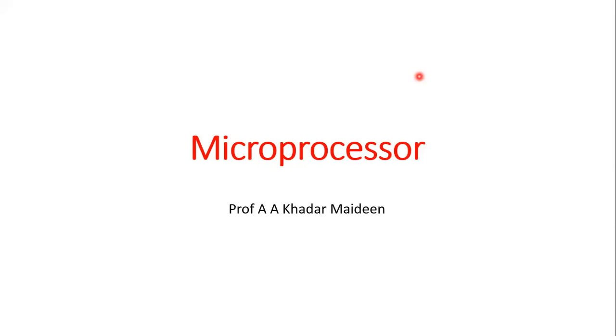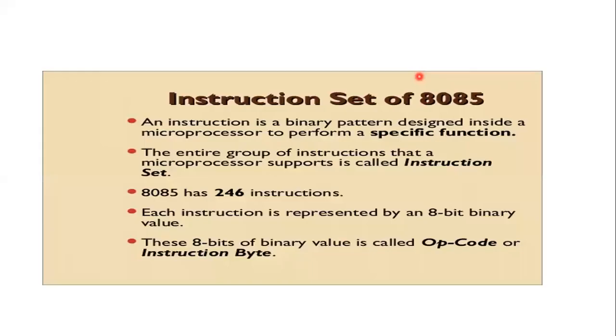Microprocessor. Instruction set of 8085. An instruction is a binary pattern designed inside a microprocessor to perform a specific task. The entire group of instructions that a microprocessor supports is called the instruction set.